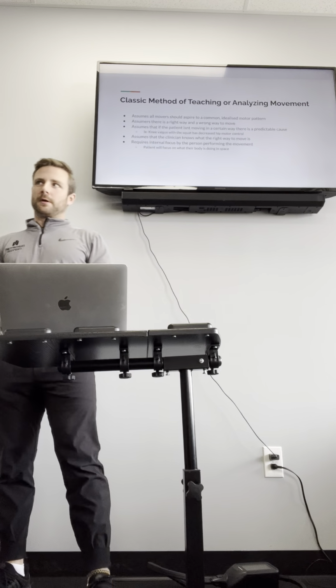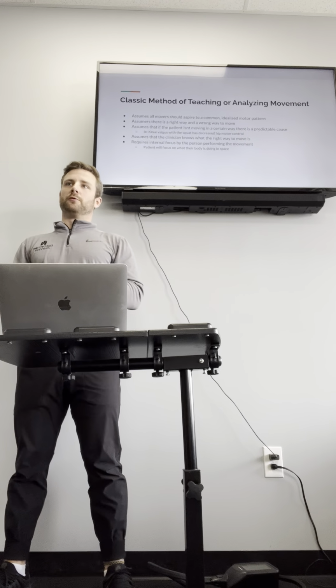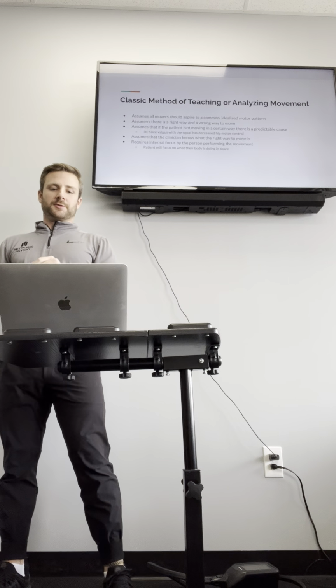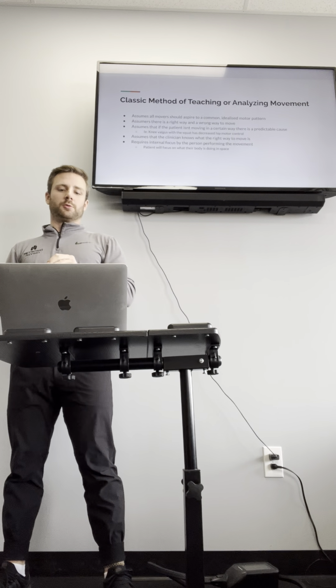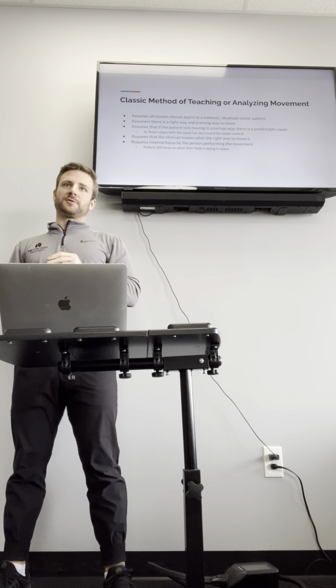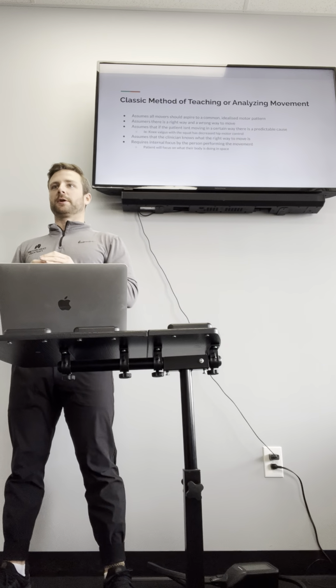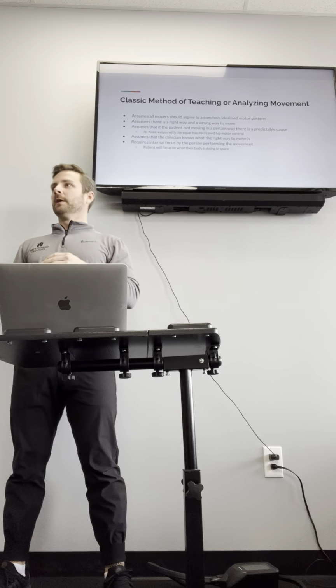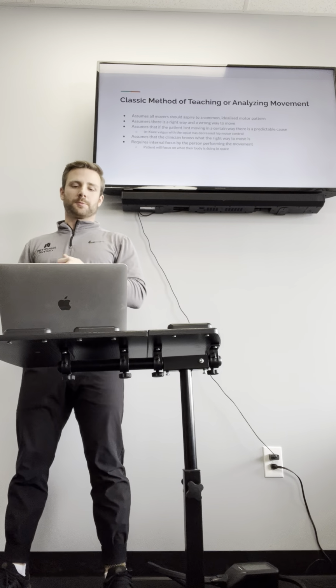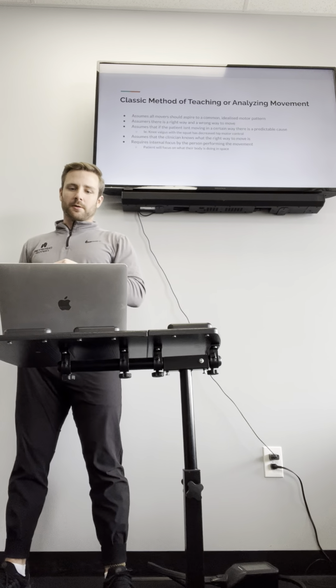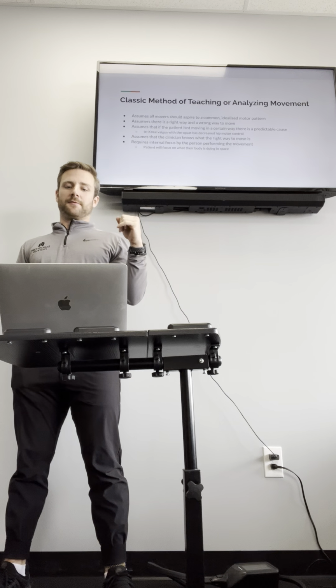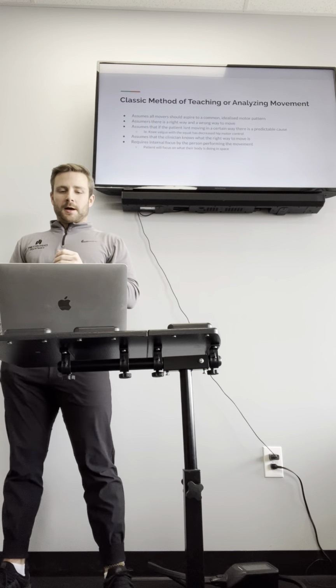So the classic method that we learn in PT school, or through movement or in undergrad, assumes that all movers should aspire to a common idealized movement pattern. We see this a lot with squats or lunges. Everyone wants to tell you it should look a certain way. Feet should be this way, knees should be this way, back and hips should be a certain angle or position. It assumes there is a right and a wrong way to move, and that if the patient isn't moving in that certain way, there's a predictable cause.